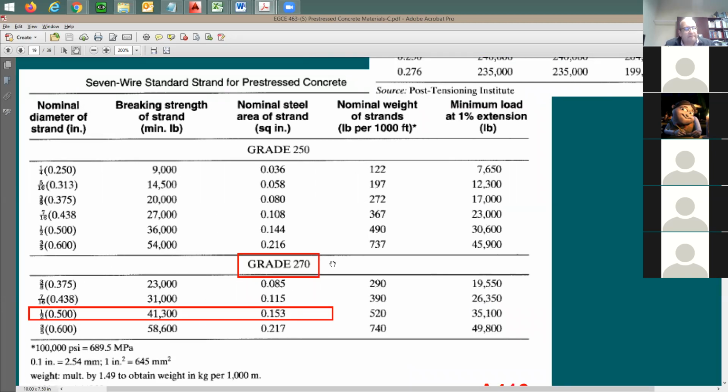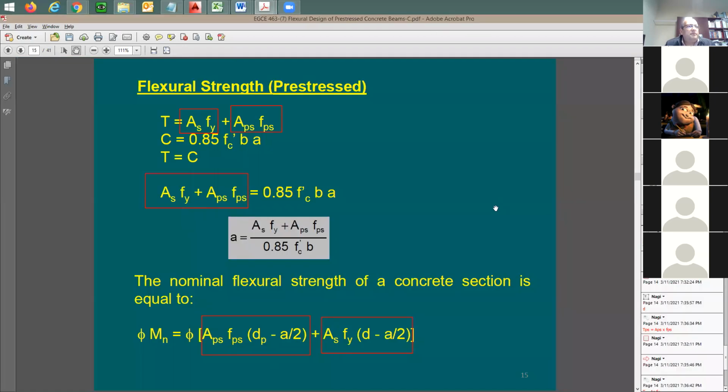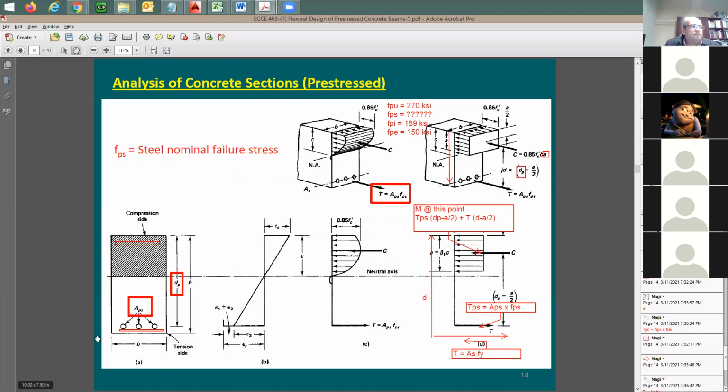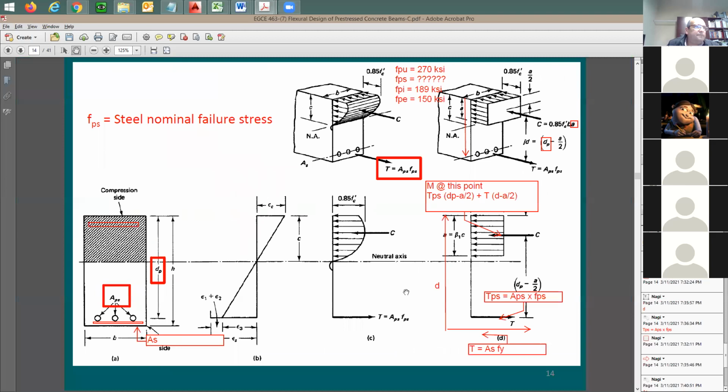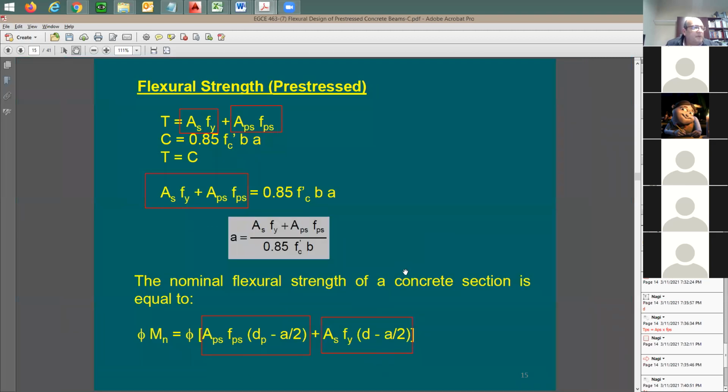We call this a strand. Oh, so we basically use a bunch of cables instead of just a single rebar. That's the difference, right? Yeah. So in this slide, I used APS for the pre-stress strand cross-section area. And this one here, I used AS for conventional rebars. In this case, I may have a combination of pre-stress strands and conventional rebars in the same section. Oh, okay, now it makes sense. All right, thank you. No problem.